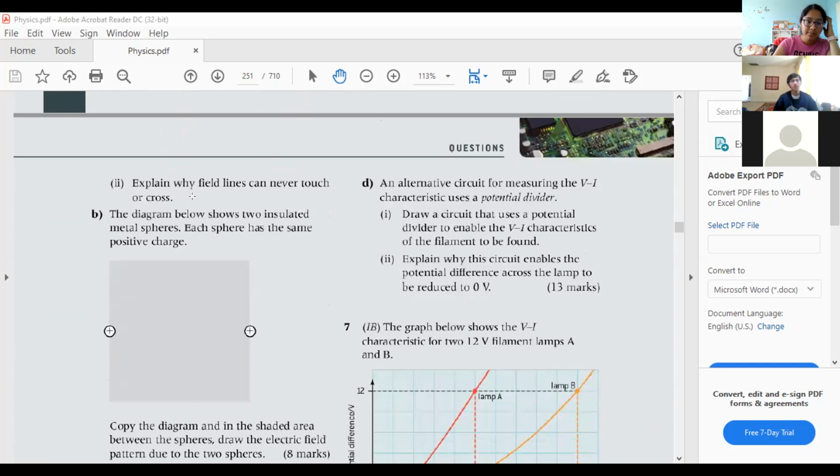Okay. And then 2, explain why field lines can never touch or cross. That's a good question, conceptually. Is it because they represent the same field, right? And the same field doesn't really cross on itself. Okay. If you have two charged particles, right? And they have fields that interact with each other, why can they not cross? Okay, let's suppose that they could cross. Well, what would be an inconsistency then?